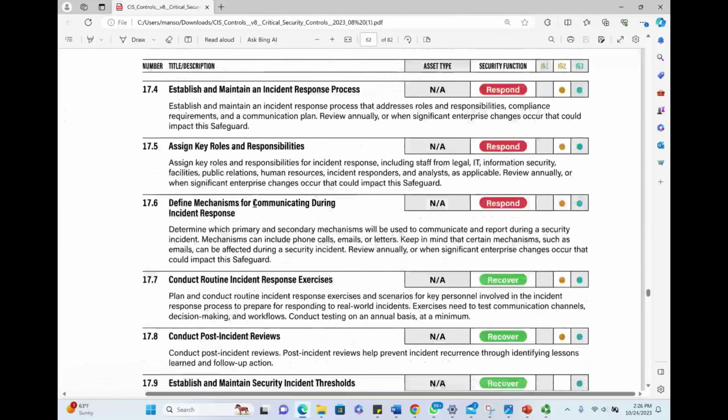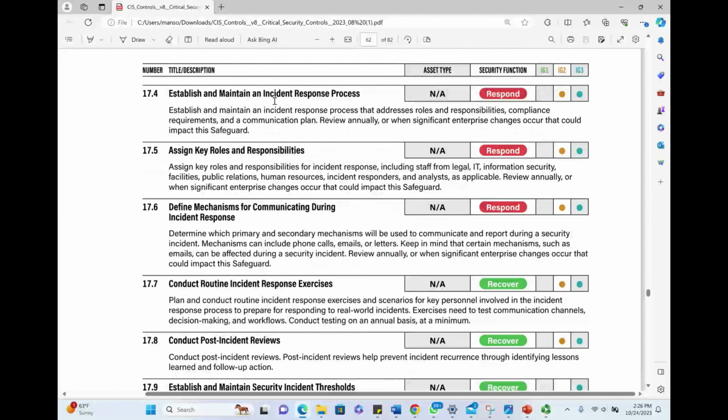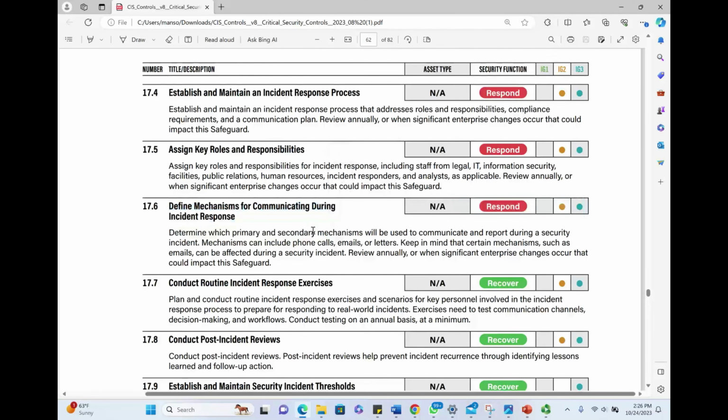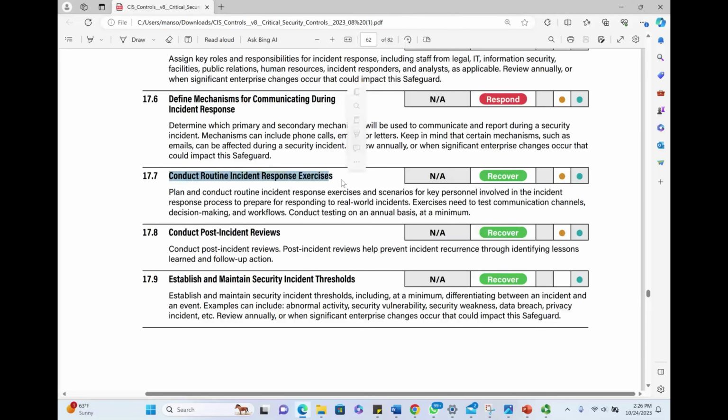What belongs to 2 and 3? Here are some that belong to 2 and 3. Establish and maintain an incident response process. Maybe this is more advanced than the prior one. Assign key roles and responsibilities. Be more specific, like IT, legal, information systems, and so on and so forth. Define mechanisms for communicating during incident response: who can reveal information, who cannot. Conduct routine incident response exercises. Go ahead and try to simulate an incident and how we handle the response. Conduct post-incident review. Look at what happened and see how well we did. Like basically practicing for the real thing.